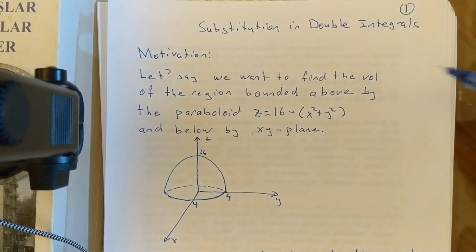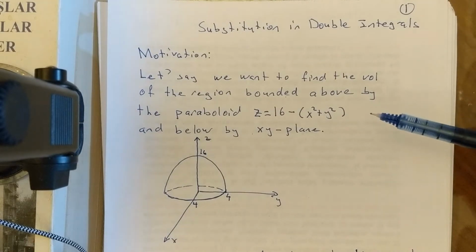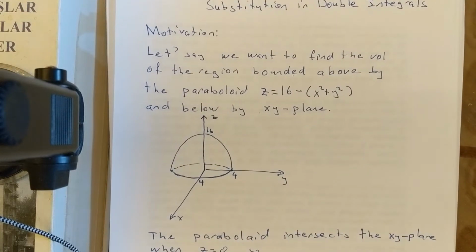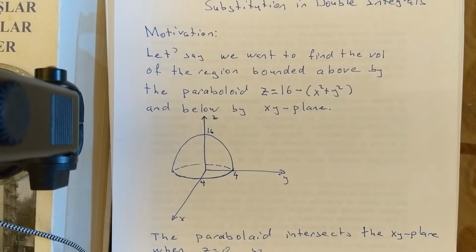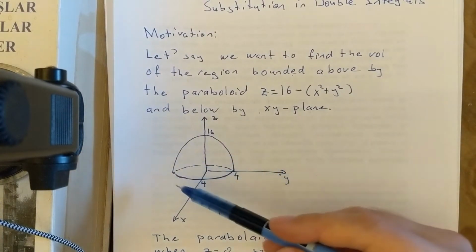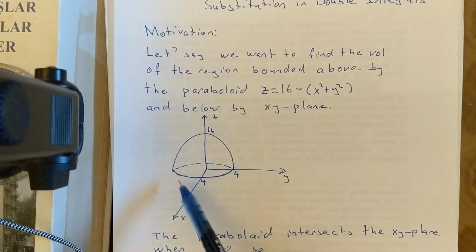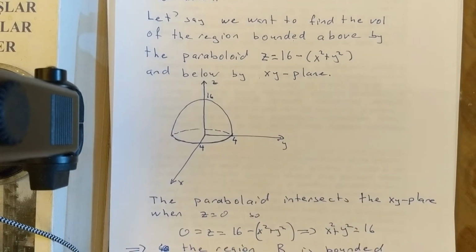Let's say we want to find the volume of the region bounded above by the paraboloid z equals 16 minus x squared plus y squared, and below by the xy plane. Now, we already saw how we could draw these things. This is a paraboloid, so it's going to open up downwards, and it's going to intersect the xy plane on this circle of radius 4. How do we do that?